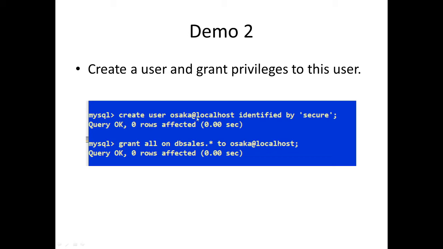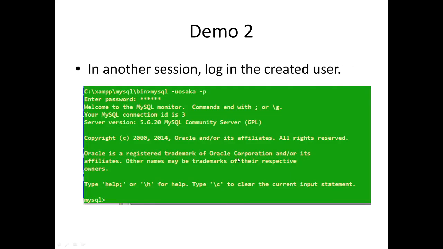So create user Osaka at localhost identified by secure. So we have here now a new user. And then grant all on dbsales.* to Osaka at localhost. So I have now granted all privileges on the database dbsales, using all objects in that database, to Osaka at localhost. Then in another session, we try to open another command file. Okay, so this is another session. So we are opening two instances of the database.